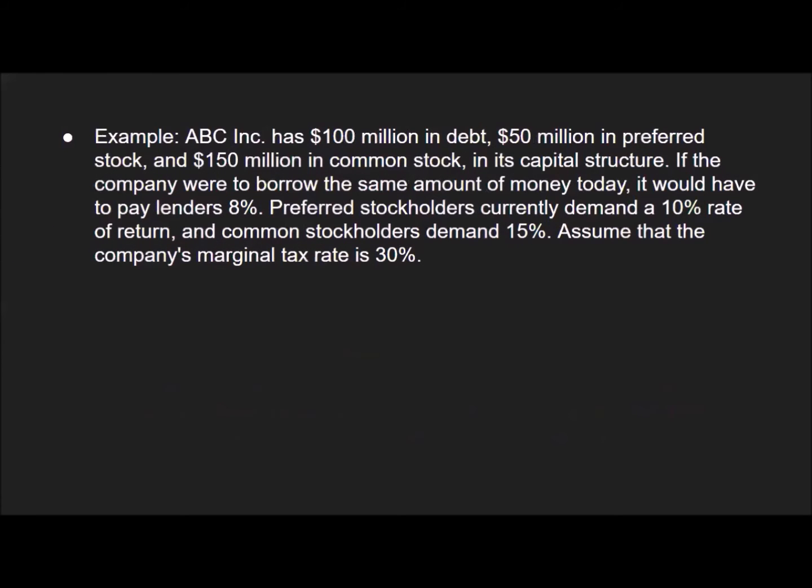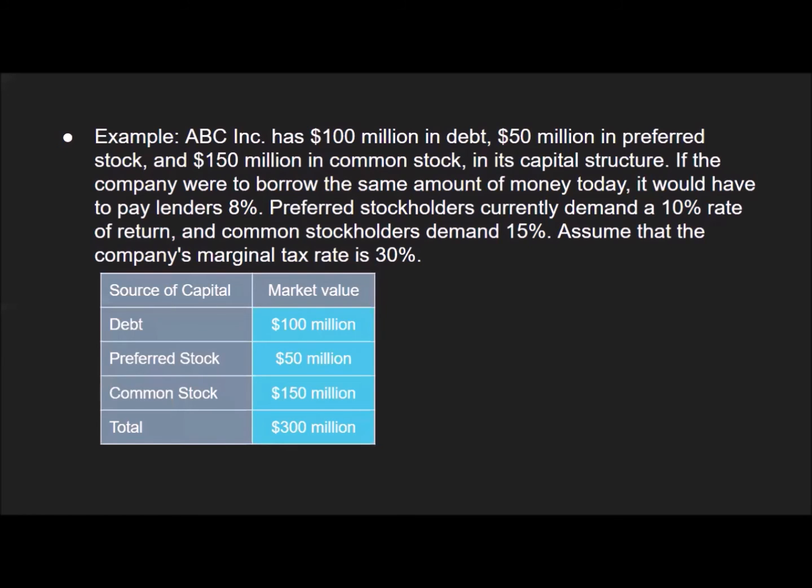Let's go through an example. ABC Inc. is financed by $100 million of debt, $50 million of preferred equity, and $150 million common equity. If the company were to borrow the same amount of money today, it would have to pay lenders 8%. Preferred stockholders currently demand a 10% rate of return, and common stockholders demand 15%. Assume that the company's marginal tax rate is 30%. The total capital adds up to $300 million.